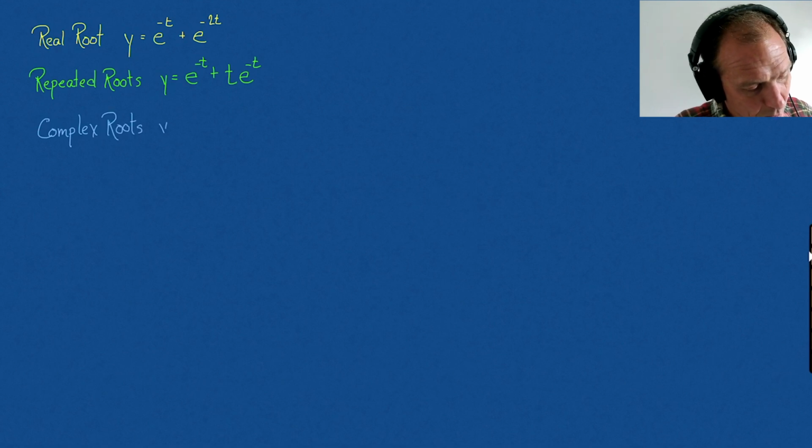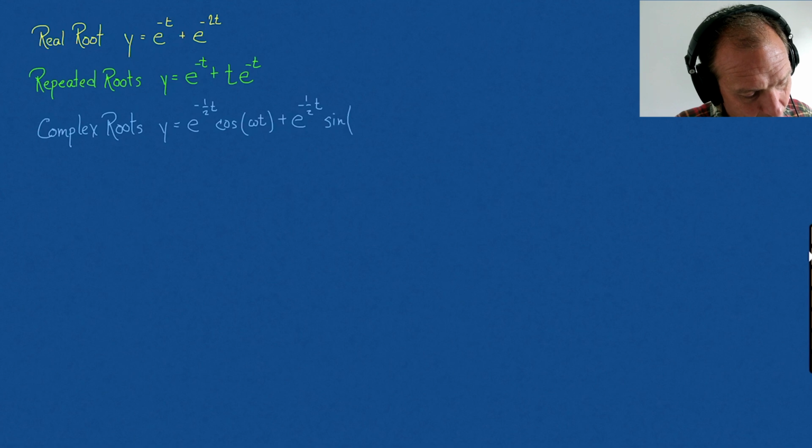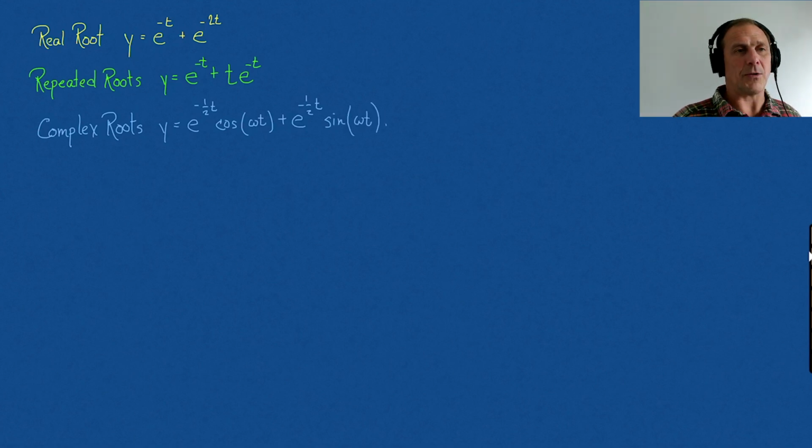They were of the form y equals some exponential, I think we had e to the minus 1/2 t cosine omega t plus e to the minus 1/2 t sine omega t. Those are the three different solutions that we've looked at so far.